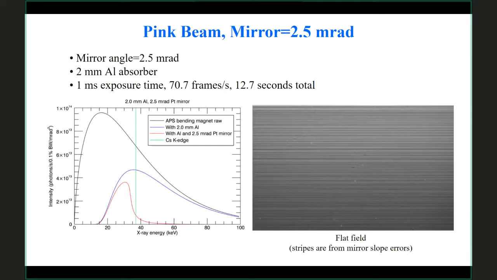This is what pink beam from a mirror at 2.5 milliradians with a 2 millimeter aluminum absorber looks like. So you see this, and this is the cesium absorption edge. Most of the photons in this red area are below the cesium absorption edge. This is what the flat field looks like, and you see these very pronounced horizontal stripes. Those come from the fact that the mirror is not perfectly flat, so we're getting focusing in the regions where the mirror is concave and defocusing in the regions where it's convex. This was an $80,000 mirror. It was the best they could do for flatness 20 years ago. Today we could get a better mirror, but as long as this structure is stable in time, and it is quite stable, again, this normalizes out.